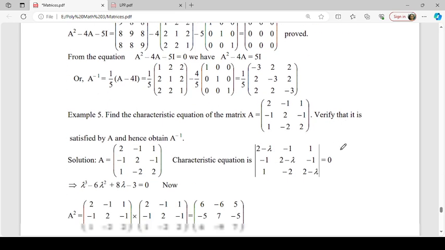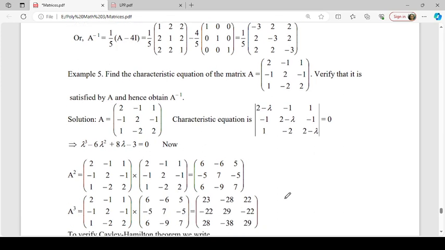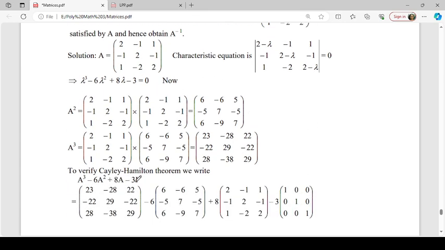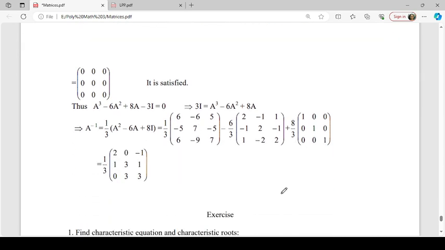Then verify: the characteristic equation is this. Then we write this characteristic equation, and from this also we can find the inverse. So this is a matrix equation equal to 0. Multiplying by A inverse, 3 A inverse is A square minus 6A plus 8I. So this is the way to find A inverse.